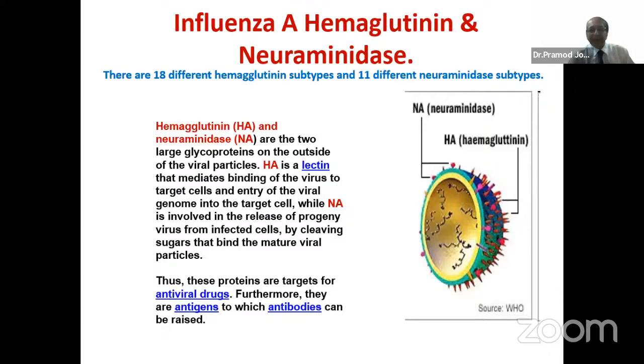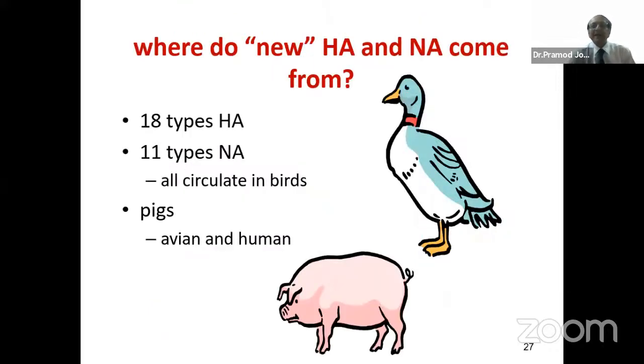Now, HA and NA, what is the role of these two in the influenza virus? Remember that HA and NA are the two large glycoproteins on the outer side. Basically, HA mediates the binding of the virus to the target cells. So when the virus enters the respiratory system, it attaches to the respiratory epithelium with the help of HA. While NA, neuraminidase, helps in the release of the nuclear material into the host cell. So when we use neuraminidase inhibitors, we are stopping the transmission of the RNA particles from one cell to another.